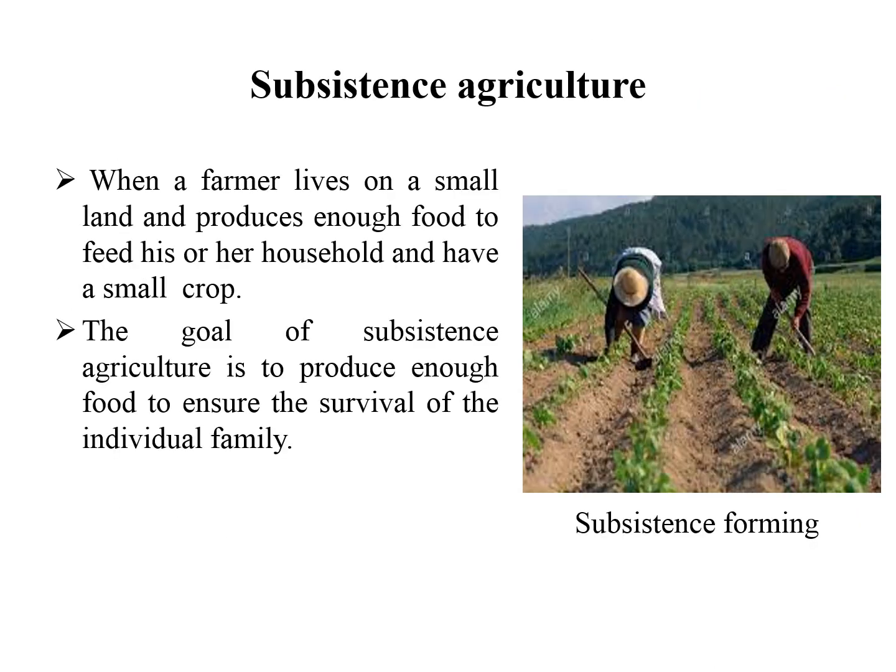And the other type of agriculture is subsistence agriculture. It is a type of farming in which nearly all the crops or livestock raised are used to maintain the farmer and the farmer's family. The goal of subsistence agriculture is to produce enough food to ensure the survival of the individual family. If there is excess food produced, it is sold locally to other families or individuals.